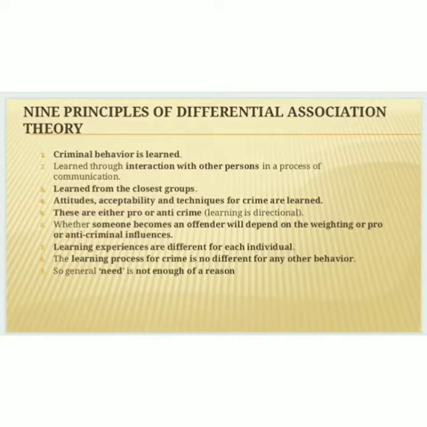When criminal behavior is learned, learning includes techniques of committing the crime, which are sometimes very complicated and sometimes quite simple, and some specific direction of motives, drives, rationalization, and attitudes. These are either pro or anti-crime, so learning is directional. Whether someone becomes an offender will depend on the weighting of pro or anti-criminal influences.